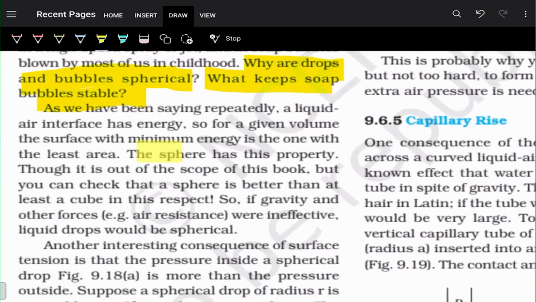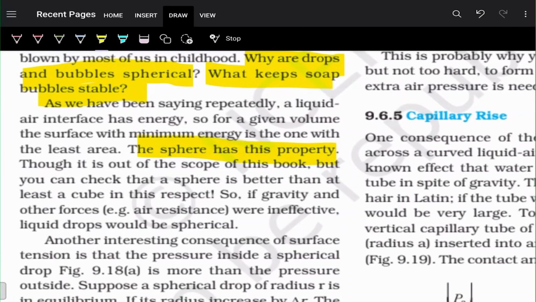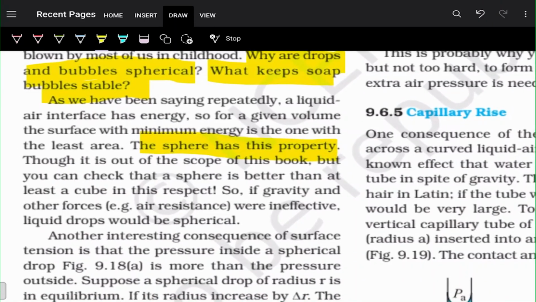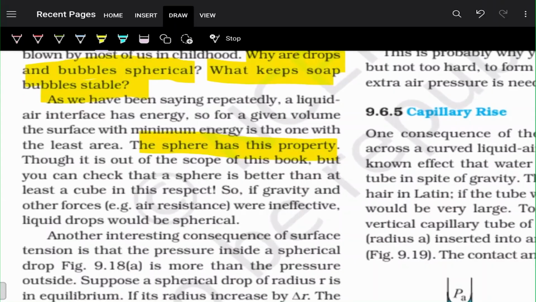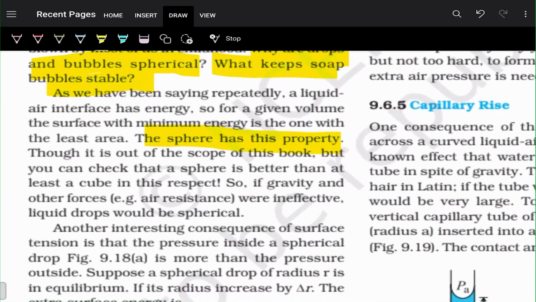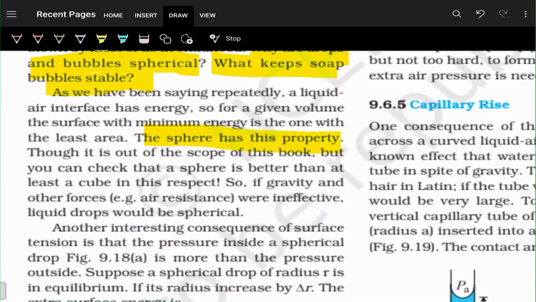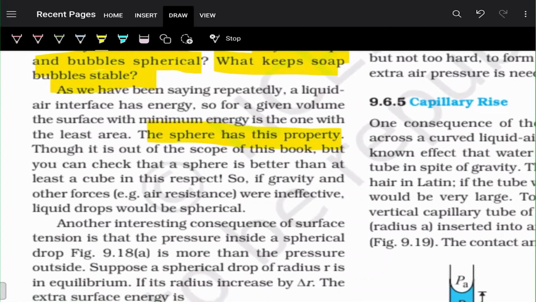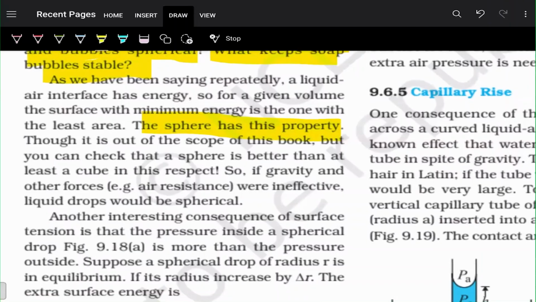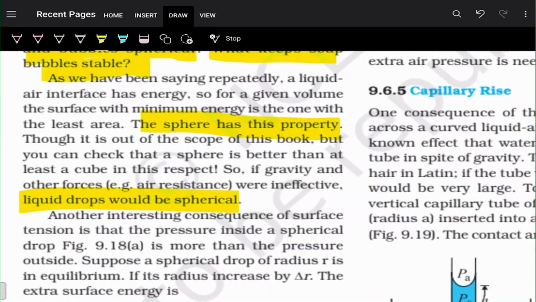Sphere എന്താ പറ്റുന്നുണ്ട്? Least surface area ആണ്. Though it is out of the scope of this book, you can check that a sphere is better than at least a cube in this respect. So if gravity and other forces were ineffective, liquid drops would be perfectly spherical. നമുക്ക് air resistance, gravity അതൊക്കെ neglect ചെയ്യാൻ പറ്റുകയാണെങ്കിൽ, liquid drops would be perfectly spherical. Why? Simple reason ആണ്.